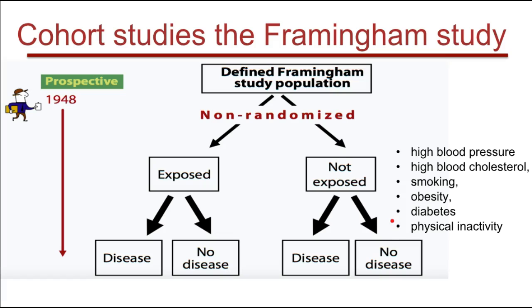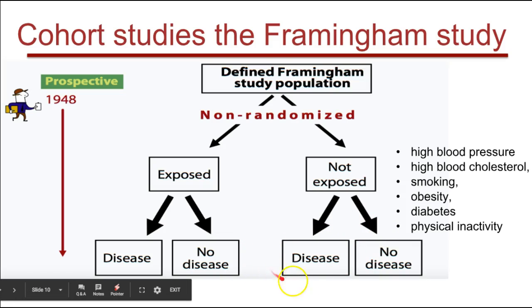Let's talk a little bit more about cohort studies. The classic nutritional cohort study is the Framingham study, which was a study of a group of people in Framingham, Massachusetts. 5,000 people were selected in Framingham, Massachusetts in 1948, and then they were followed. Some of these people were exposed to high blood pressure, high cholesterol, smoking, obesity, diabetes, lack of physical activity, and then it was determined whether any of these people developed disease through time.